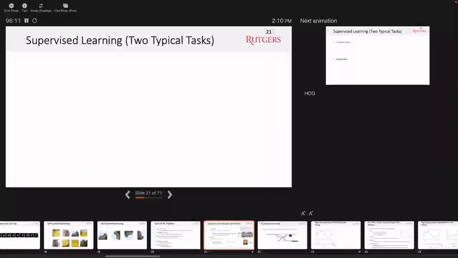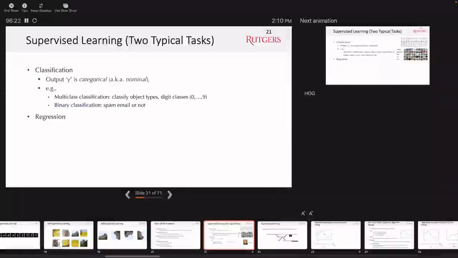In supervised learning, it's probably the most commonly used and simplest type of machine learning problem. In supervised learning, you have two typical tasks: classification tasks and regression tasks. More formally, what's a classification task? A classification task takes something, for example an image or text, as input, and tries to output some y which is categorical, or someone may call it nominal. So this y is a discrete variable.